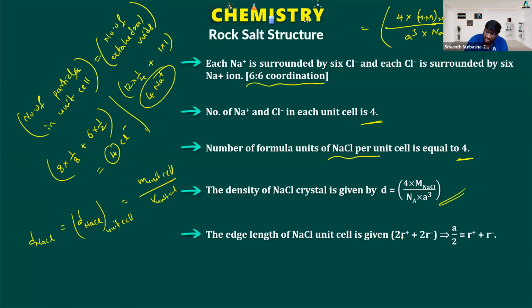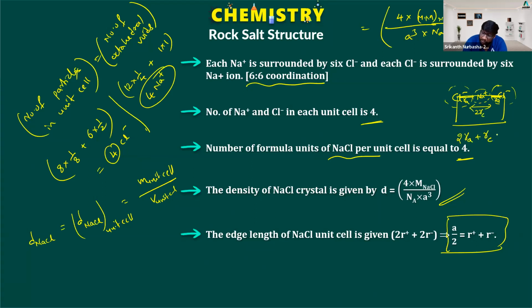The edge length of the unit cell is given by 2 into the radius of cation plus radius of anion, that is the edge length. So a by 2 is equal to the radius of cation plus the radius of anion. How to find out? You can easily understand. Here at the corner we have a chloride ion, at the edge center we have Na plus, and at the other corner we have again a chloride ion. So this is the radius of anion, this is also the radius of anion, and this is 2 times the radius of cation. So 2 times the radius of anion plus 2 times the radius of cation is equal to the edge length a.